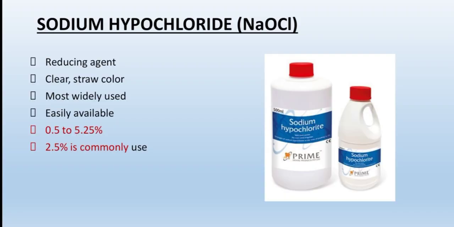Now, sodium hypochlorite. It's a reducing agent, clear straw color. The most widely used endodontic irrigant is sodium hypochlorite. It is easily available. The percentage we use ranges from 0.5 to 5.25%. Actually, the most efficacious percentage is 5.25%, but it is very corrosive or caustic. That's why we commonly use 2.5%.